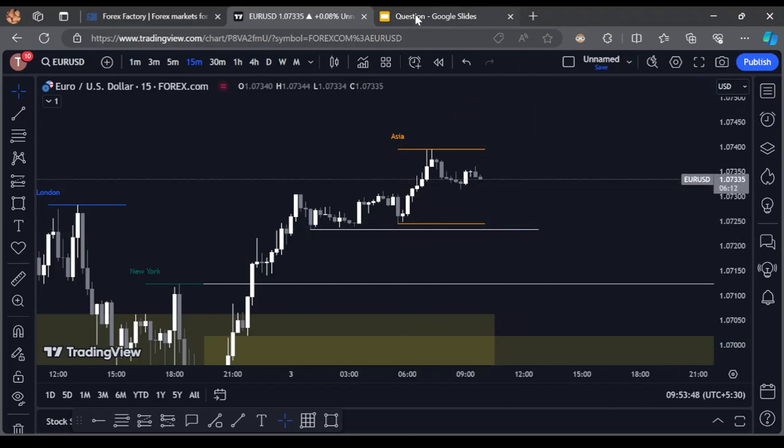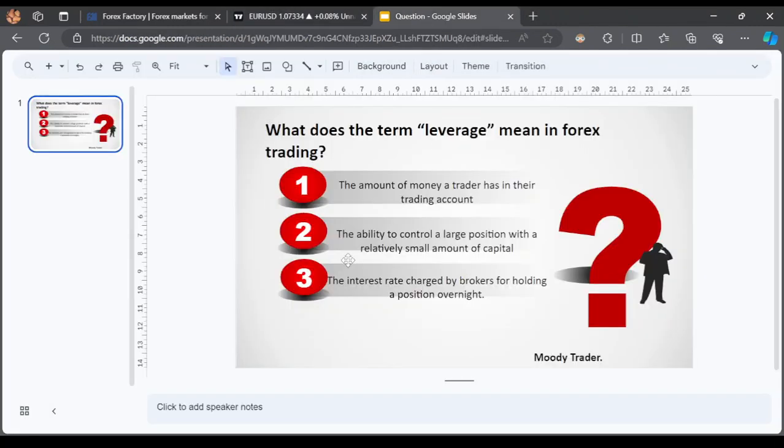Now let's move to the questions round. And what do we have in our questions today? What does the term leverage mean in forex trading? The first option is the amount of money a trader has in their trading account. Second, the ability to control a large position with a relatively small amount of capital. And the third one is the interest rate charged by broker for holding a position overnight.